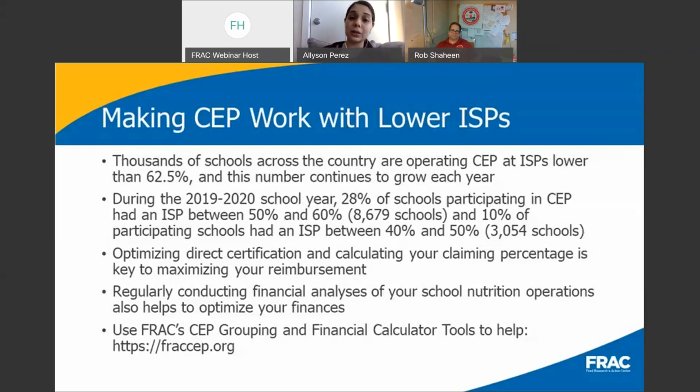During the 2019-2020 school year, in fact, nearly 40% of schools operating community eligibility had ISPs below 60, with 28% of schools with ISPs between 50% and 60%, and 10% of schools participating with ISPs between 40% and 50%. Key to making this work is making sure that your ISP is as accurate and up-to-date as possible when states collect this data in the spring, and then when making the election into the program over the summer, so that you can maximize your reimbursement level.